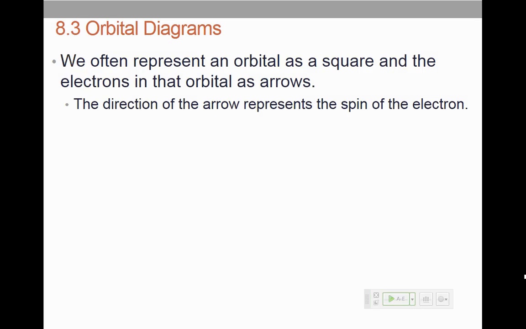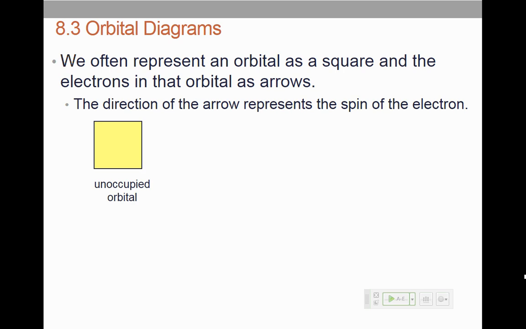So we often represent an orbital as a square, and the electrons in that orbital as those half arrows. The direction of the arrow represents the spin of the electrons, either up or down is what we typically use. And again, that's just a pictorial representation of what's going on. It's a bit more complicated, but it explains enough. So we show it that way.